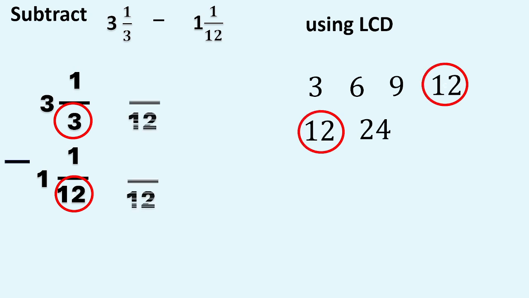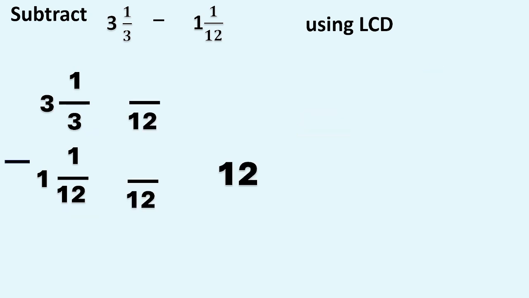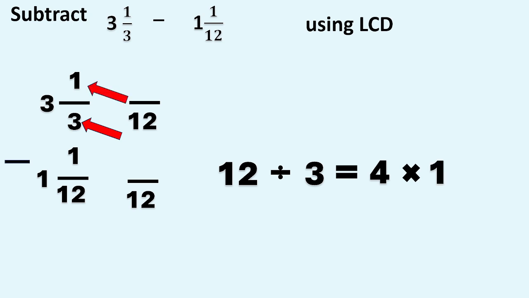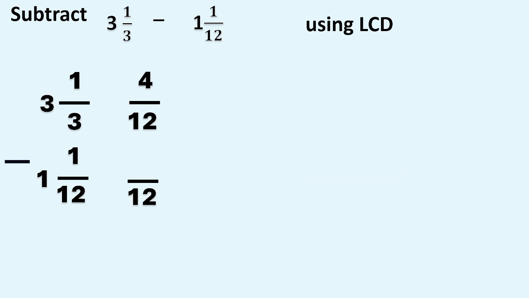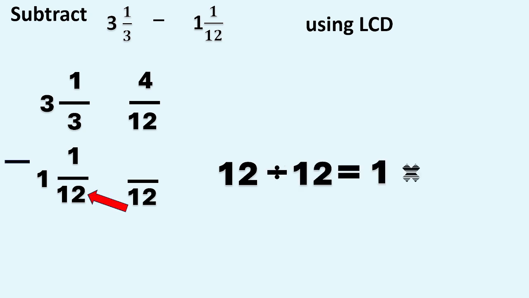Next, divide the LCD by denominator 3. 12 divided by 3 equals 4. Then multiply the answer by numerator 1. 4 times 1 equals 4. Next, divide the LCD by denominator 12. So 12 divided by 12 equals 1. Then multiply the answer by numerator 1. So 1 times 1 equals 1.